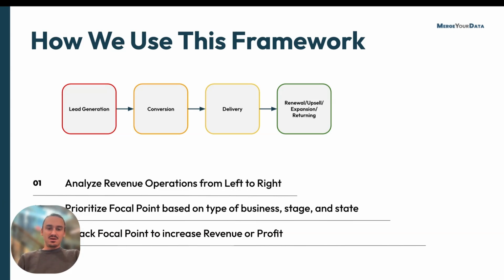After we do that, we prioritize the focal point based on the type of business and the stage they're in. Depending on what industry you're in, whether you're B2B or B2C, and how your systems, processes and team structure look, we use all that information to prioritize which specific area we are going to fix first. For some businesses, it might be the conversion focal point, where there are issues we're looking to solve. For some, it might be the renewal, upsell, expansion, or returning motion instead. We just attack the focal point to increase revenue or profit, depending on what we saw from our initial analysis.